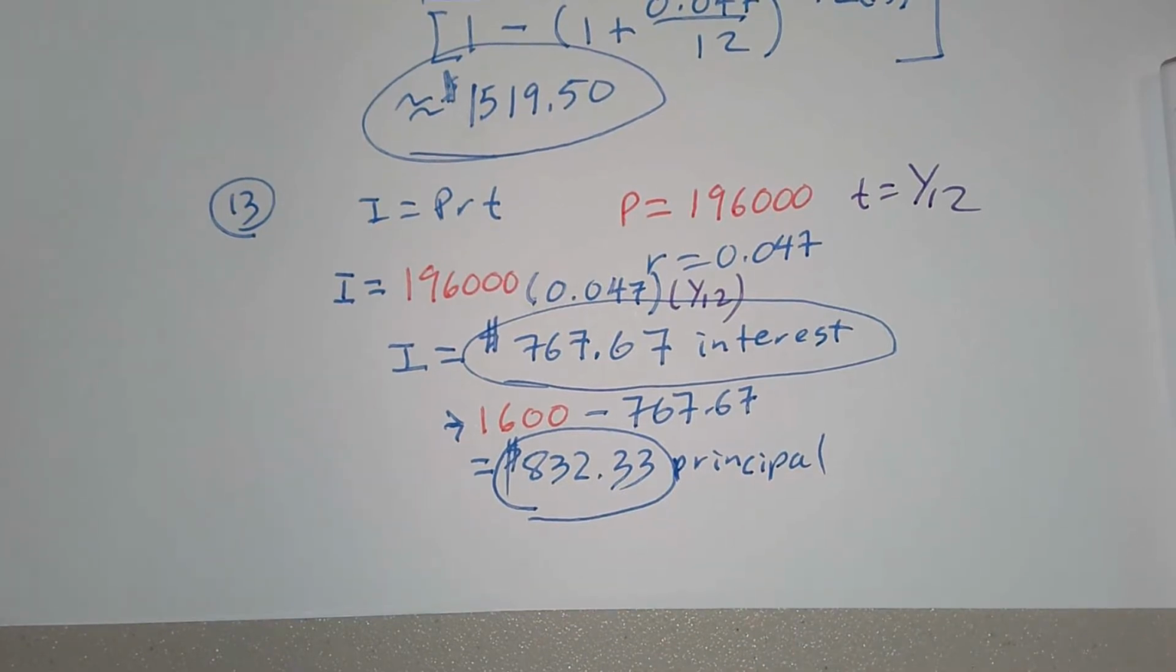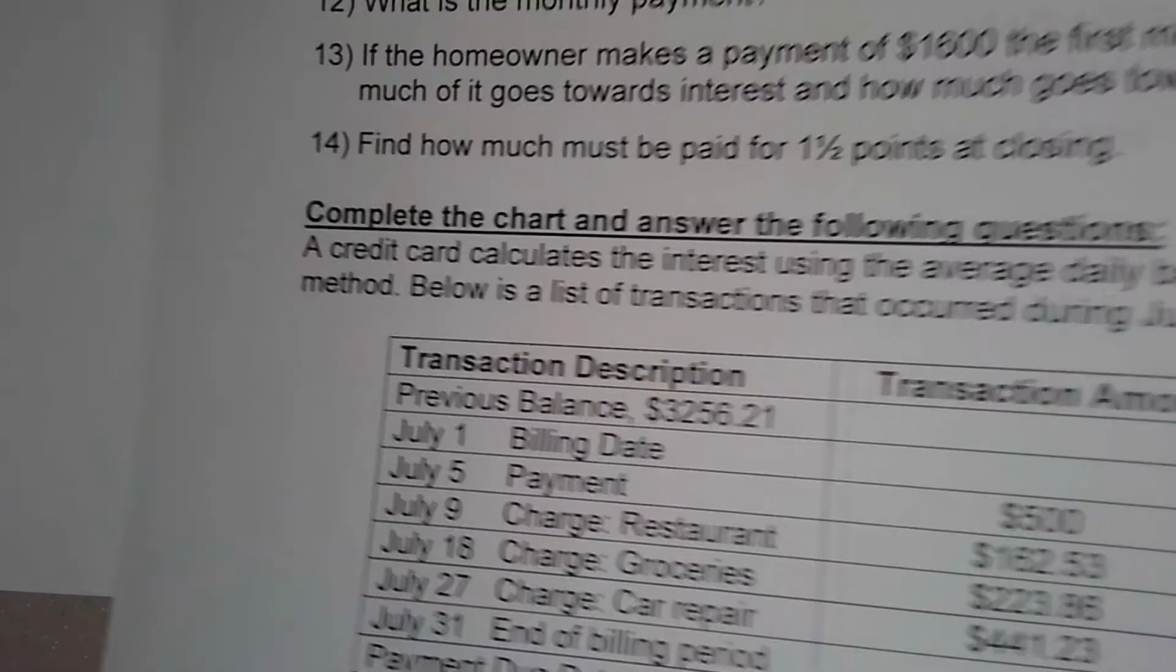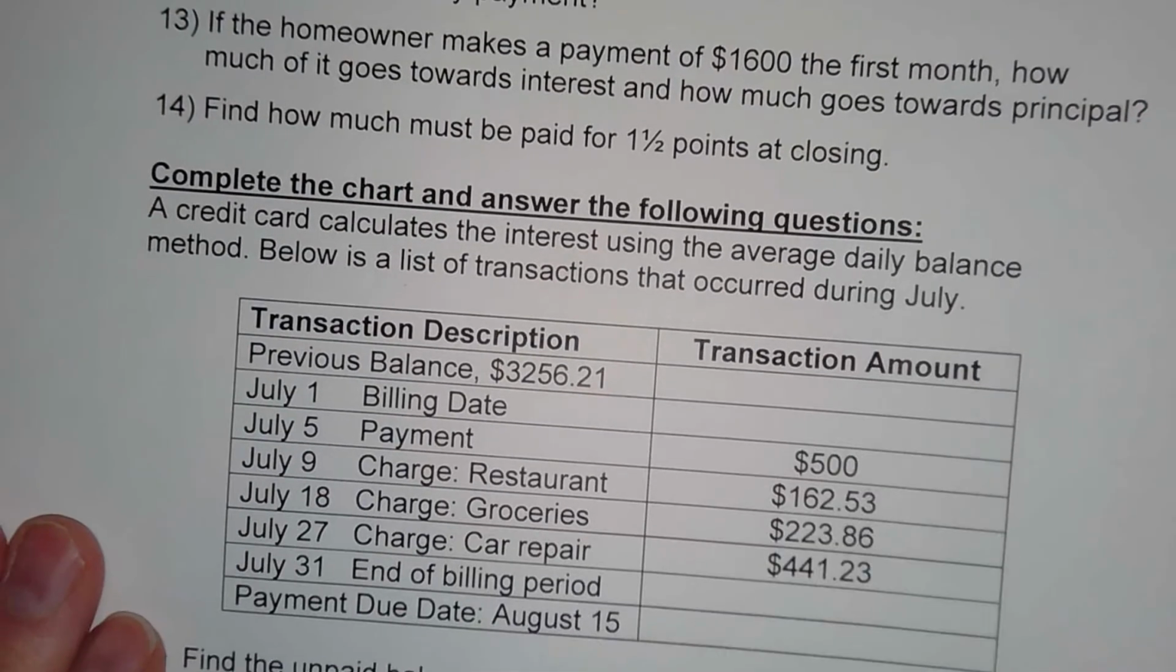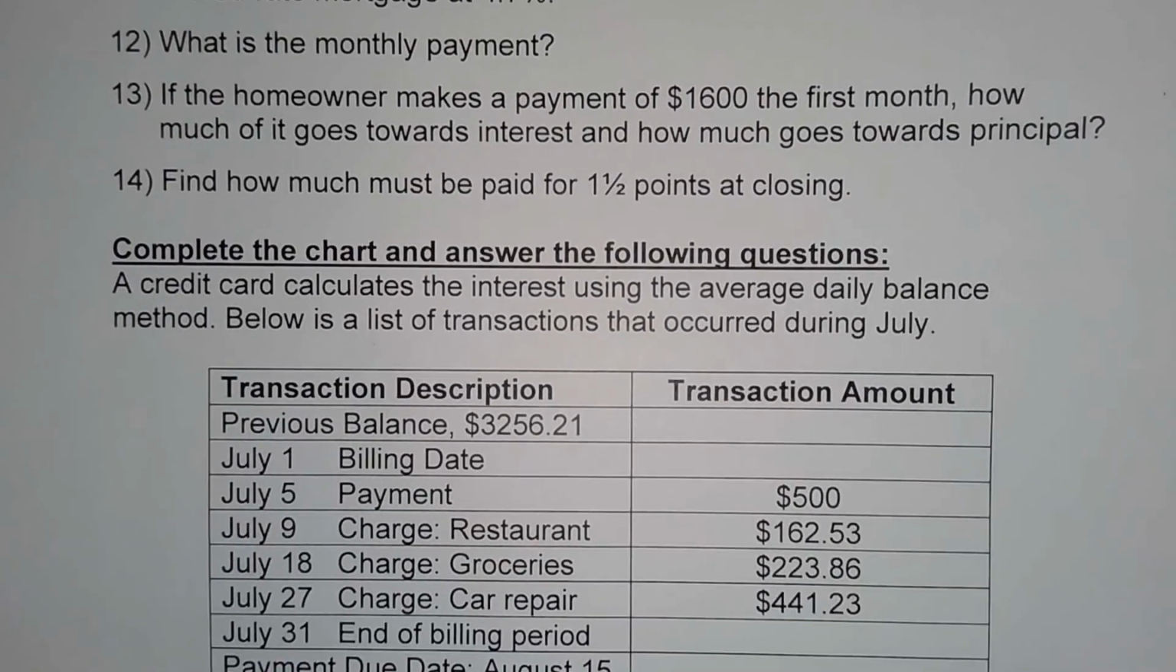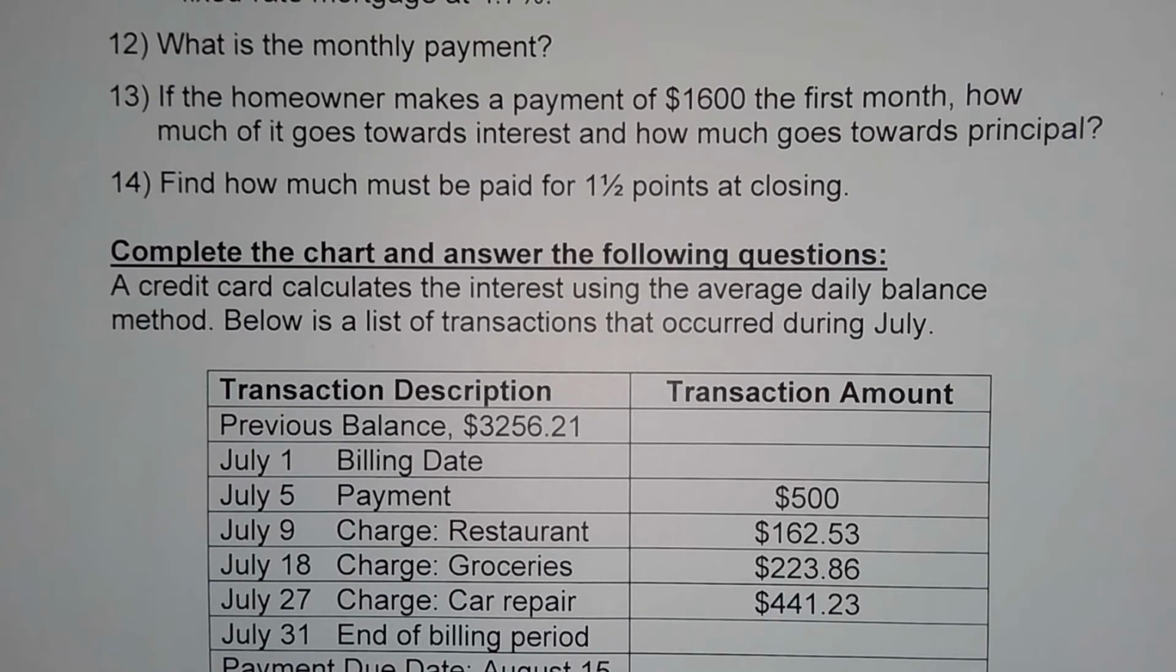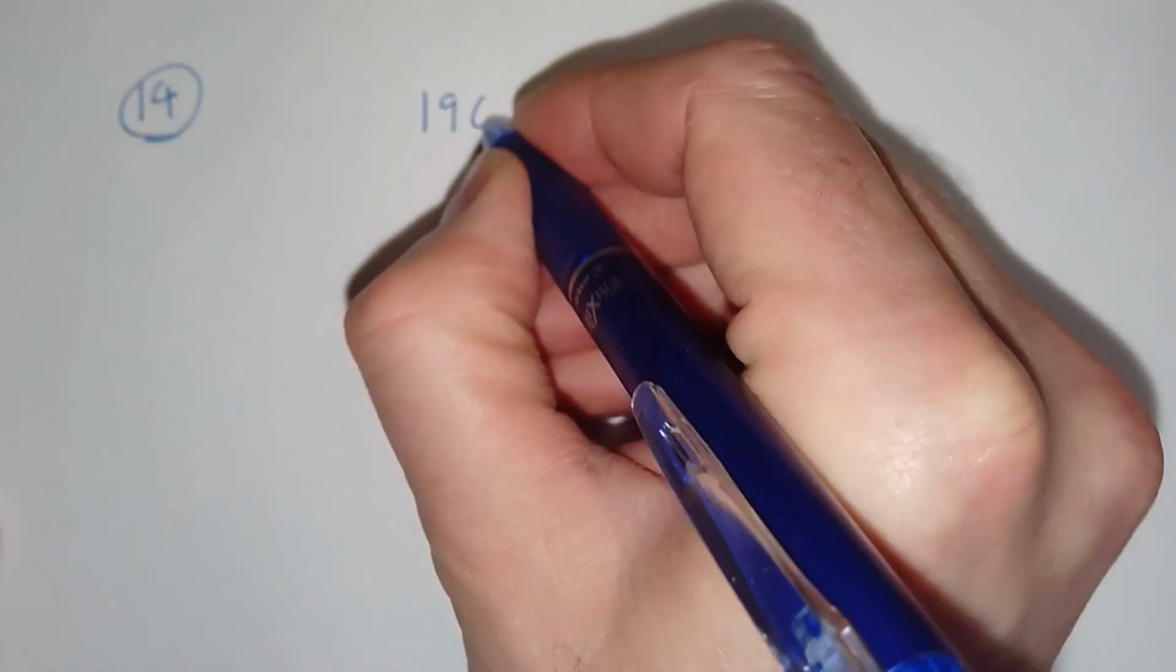All right, let's take a look at number 14. So we're still in the same set of questions. How much must be paid for 1.5 points at closing? So remember, points is prepaid interest. It's a percentage of your mortgage. So in this one, our mortgage was $196,000.